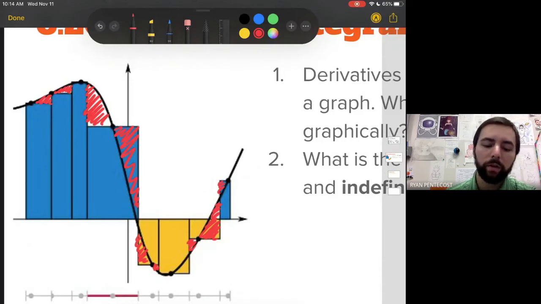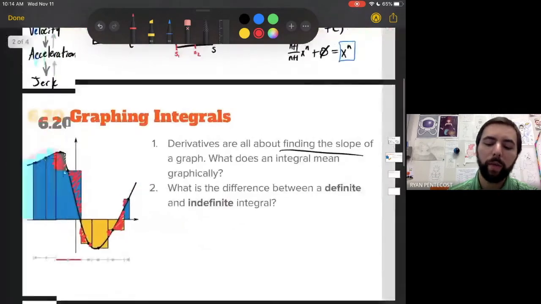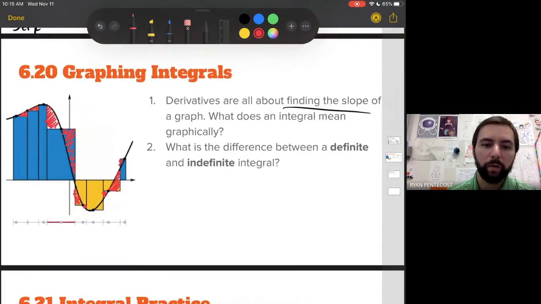And when you get into some complex equations, you can actually get really close on finding the area under a curve without any calculus. But calculus makes the process easier, right? So that's what the integral means graphically.